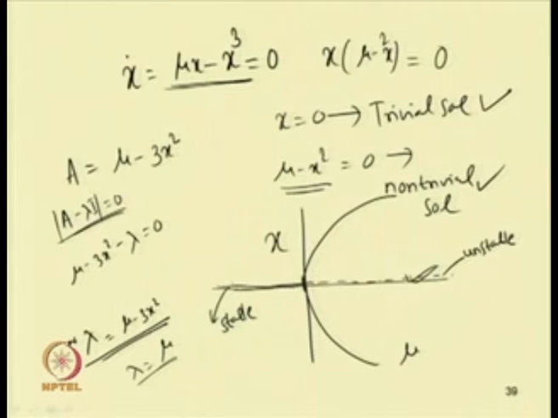Along with this we have another two solutions, that correspond to x into mu minus x squared equal to 0. So, let us take mu equal to 1. If mu equal to 1, we will have x squared equal to mu, or this is equal to 1. So, x becomes plus minus 1, corresponding to mu equal to 1. So, we have x equal to plus minus 1.